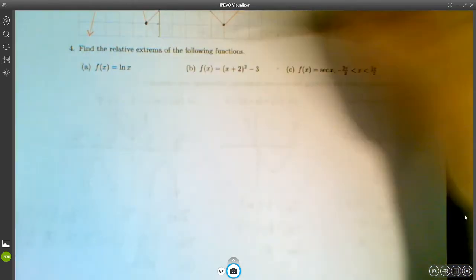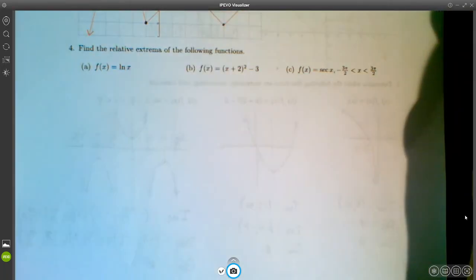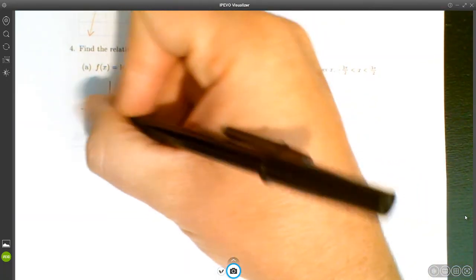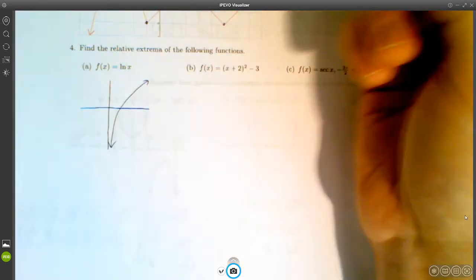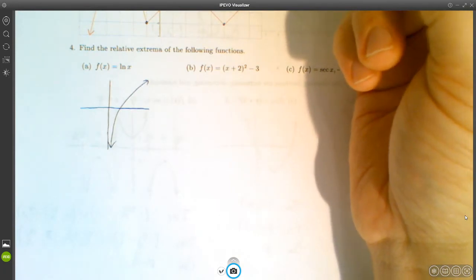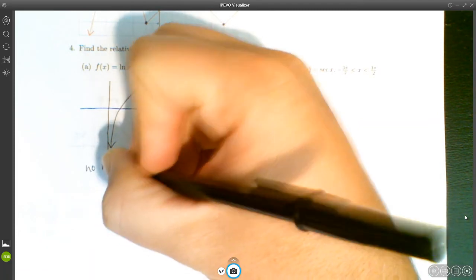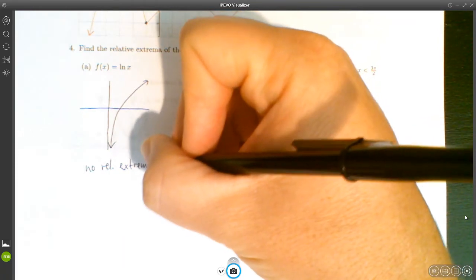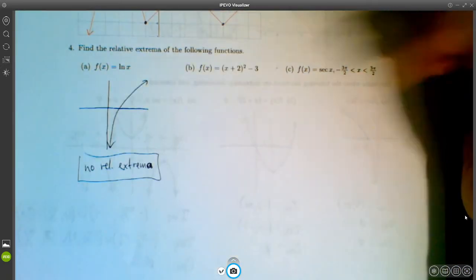But let's do some more, where we're not given the graph and we have to come up with the graph ourselves. I think all of these are the same functions as they were from the previous page, but this time we want to find the relative extrema. So for natural log of x, remember natural log of x looks something like that. This function doesn't have any relative extrema. It doesn't have a relative maximum. It doesn't have a relative minimum. So no relative extremum or extrema, right? Extrema is the plural of extremum. So no relative extrema. What about part B?